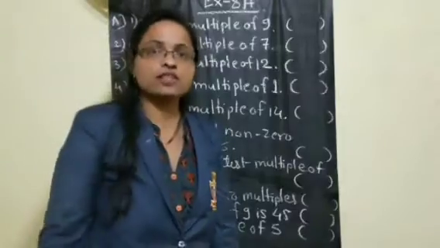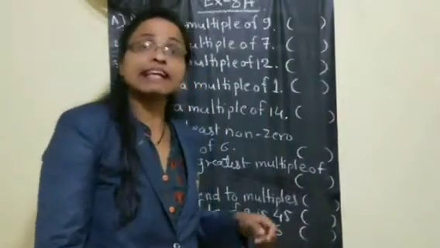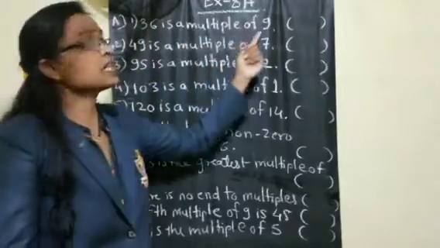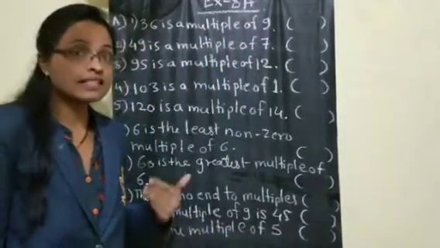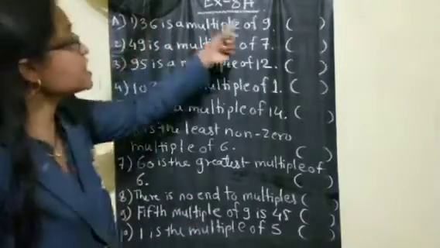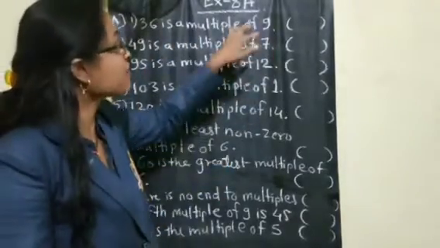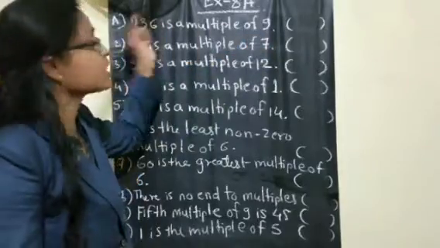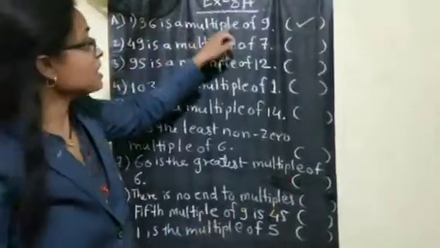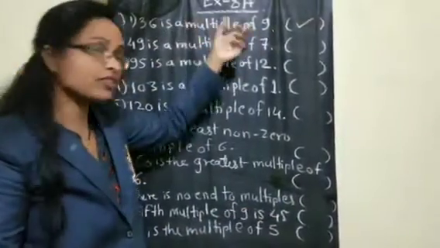Okay, let us solve some examples from exercise 8a, children. First one, 36 is a multiple of 9. Is it correct or wrong? Yes, it is correct because 36 is present in the 9 table. It means after multiplying with 9, we get 36. So, yes, 36 is a multiple of 9. 36 is a product of that 9.